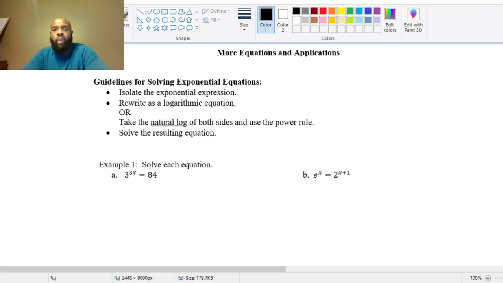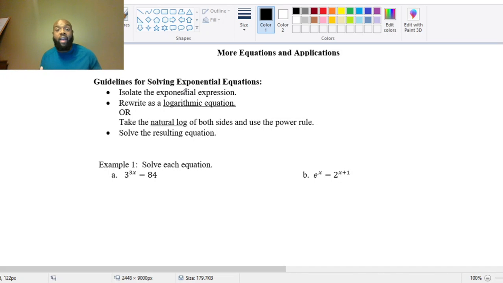And so we already reviewed how we solve exponential equations by getting a common base on both sides of the equation. Well, now that we have logarithms, one method of being able to solve these exponential equations is to rewrite the equation as a logarithmic equation, like converting from exponential notation to logarithmic notation. Or we're going to do something called take the natural log of both sides and use the power rule, because in exponential equations, our variable is in the exponent and we need a way to get that variable out of the exponent so that we can solve.